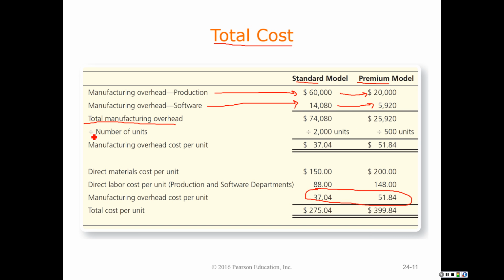Now, this is not cost drivers. This is the number of units that I'm actually going to manufacture. So if I know total overhead cost divided by the number of units I'm going to manufacture, now I know my manufacturing overhead cost per unit, and these are the numbers that we can pull down to get an estimate. What kind of estimate? A total cost estimate of what it's going to cost me to make this product. $275 for the standard model, almost $400 to manufacture the premium model.